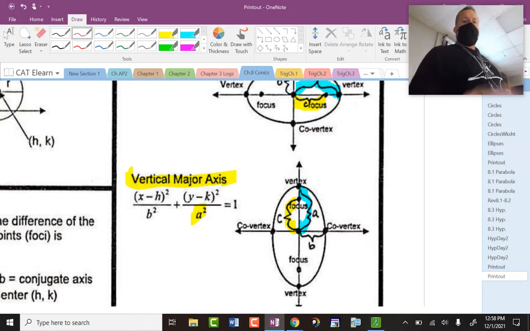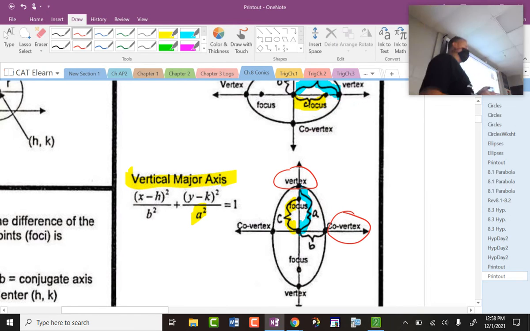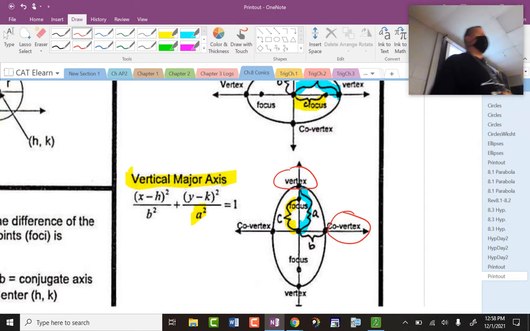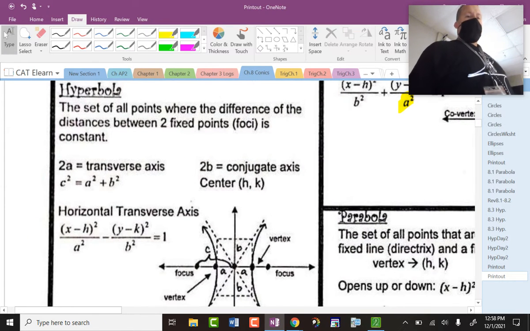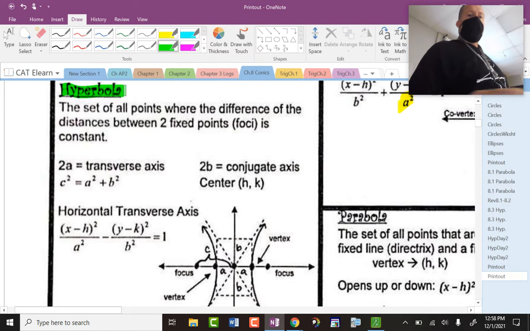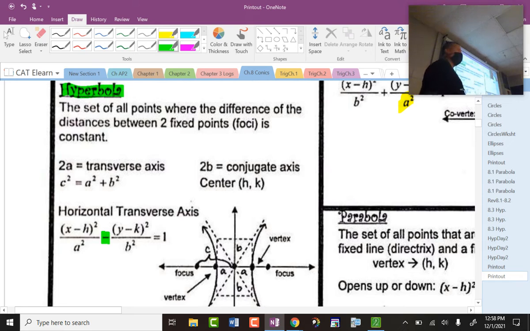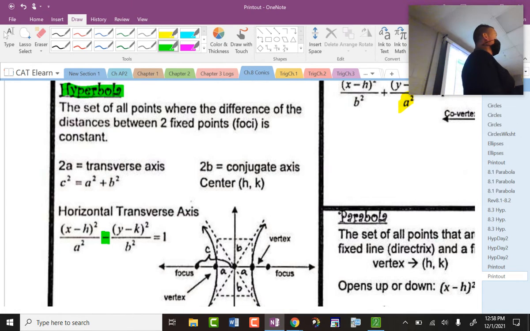Just get used to these terms here, vertex and covertex. Even this worksheet uses this, even though our book doesn't. Our book didn't call those covertices. They call them endpoints of the minor axis. Okay, and then I think it's smart to keep going with these, which are similar in equation. Hyperbolas, let's color that in green. Let's color that minus sign in green. That's what makes a hyperbolic equation there. You're going to be infinitely sad when we go to the test.